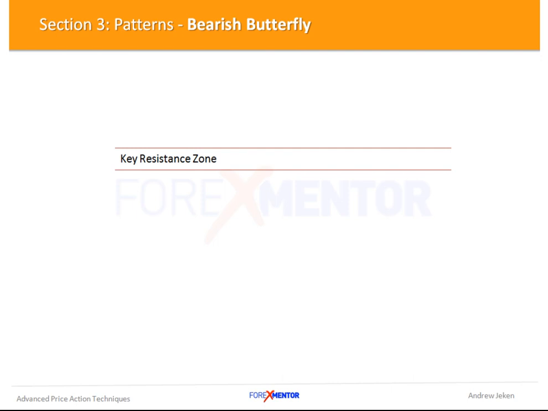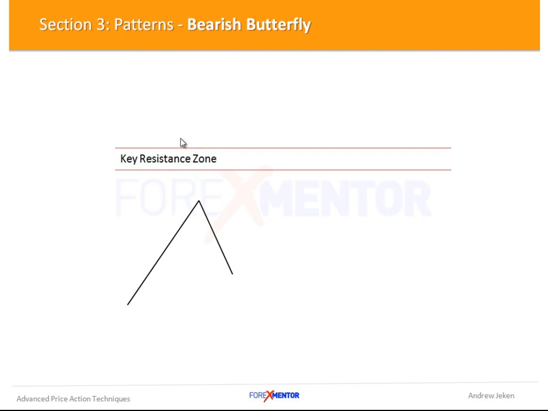Let's now look at the bearish butterfly pattern. Here again, as with the other patterns, the first thing I want to look for is the key area of resistance or support. In this case, we're looking at a resistance zone found from the daily or 4-hour chart. As in the previous example with the bullish butterfly, I'm looking for price to drive up towards the key resistance zone and then fade just short of the level.